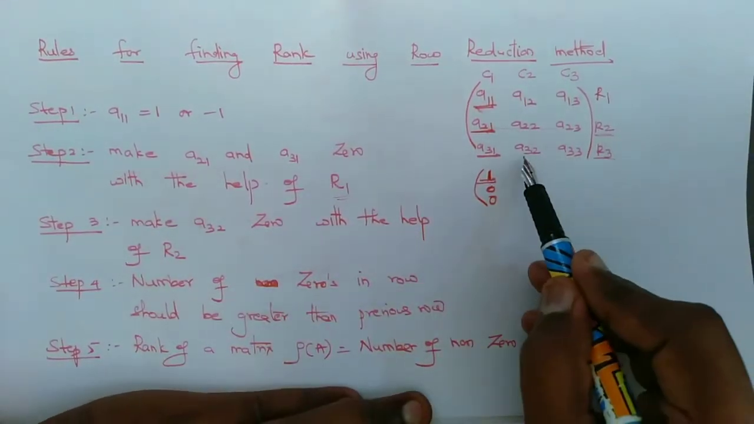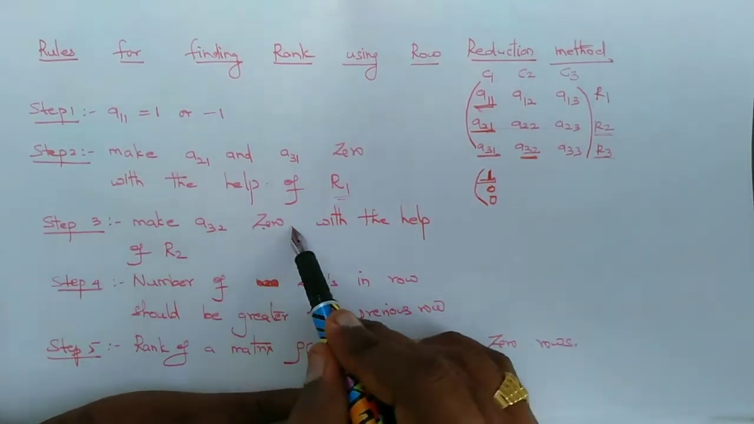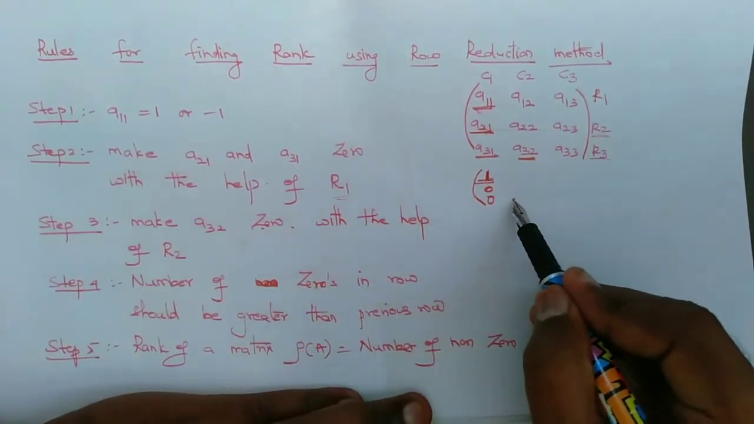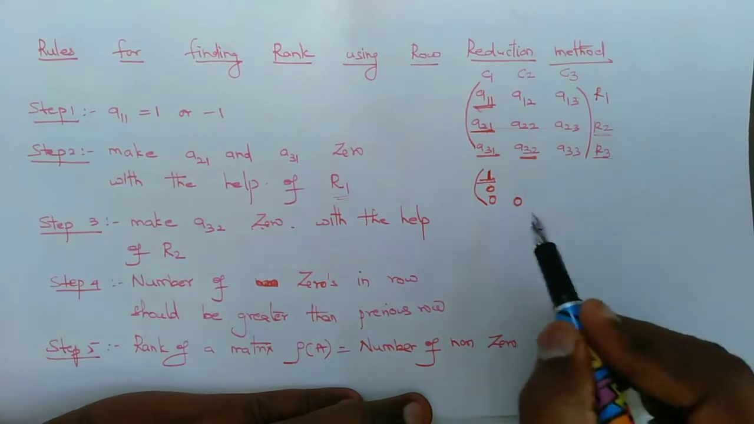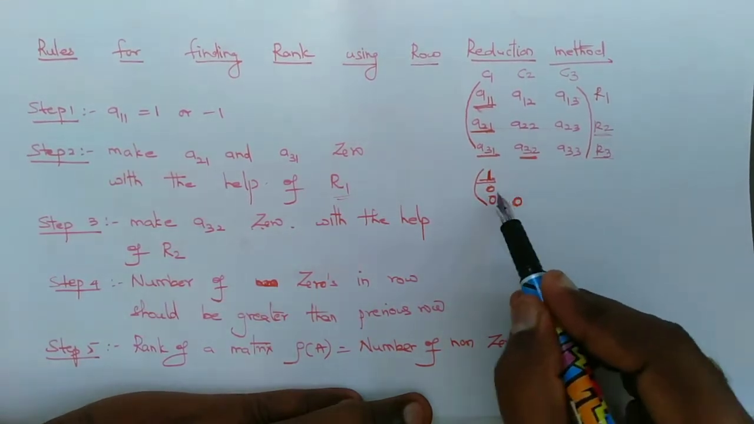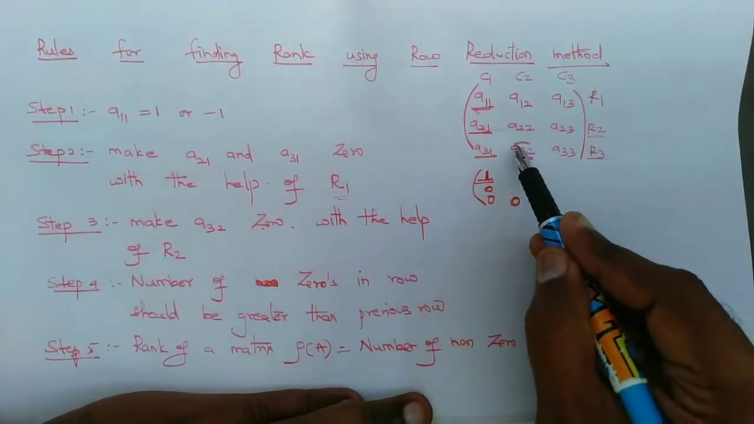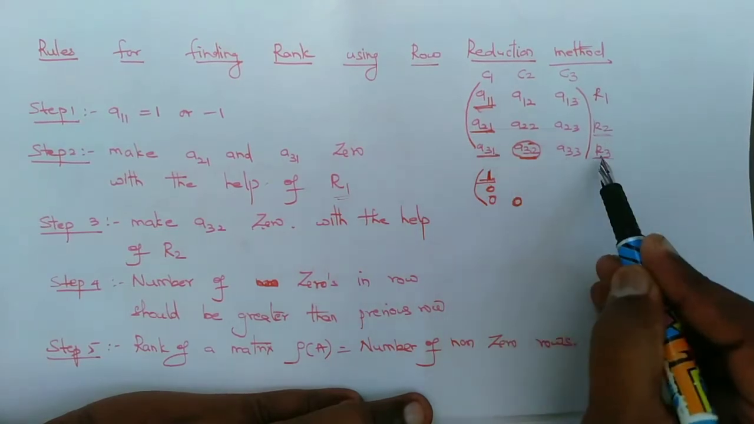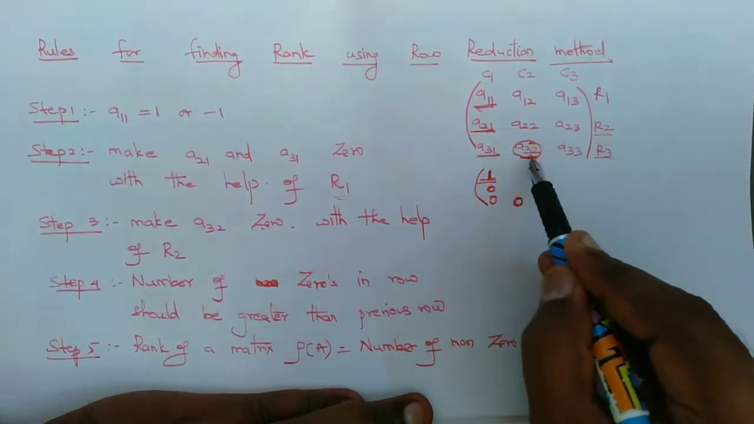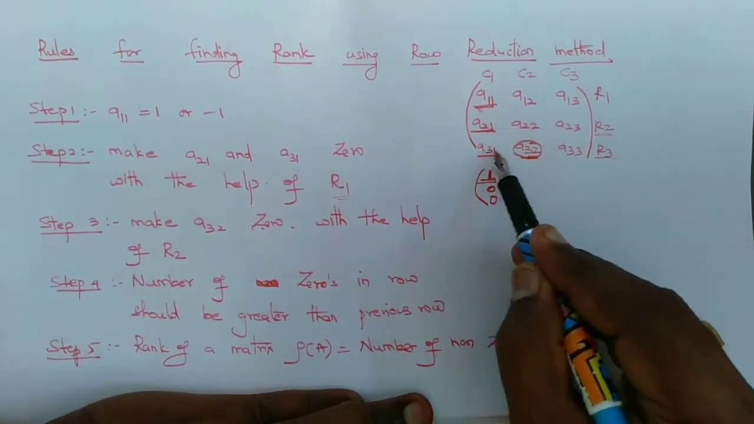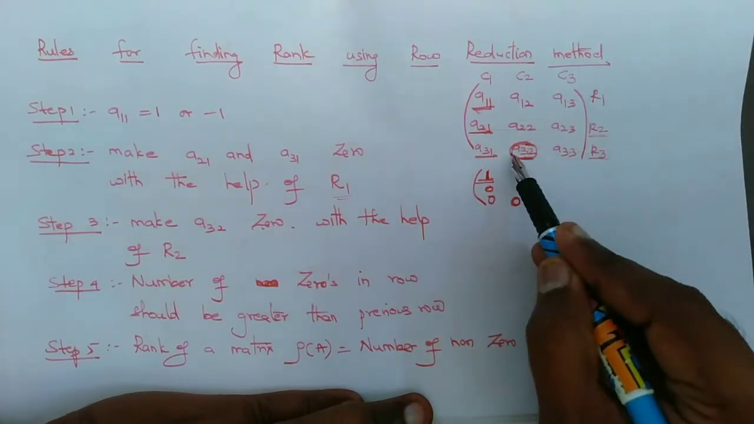Next, make A32 zero. Which one is A32? This is A32. Make A32 zero with the help of R2. I need to make this one 0. There is a change in R3. Why? Because A32 is present in R3.